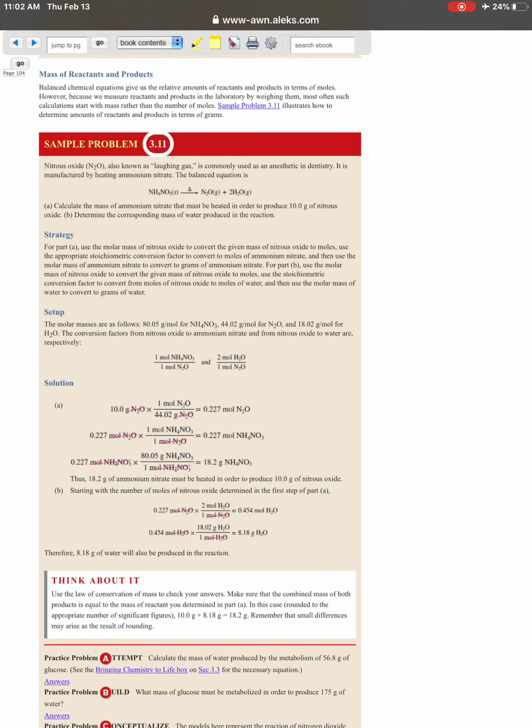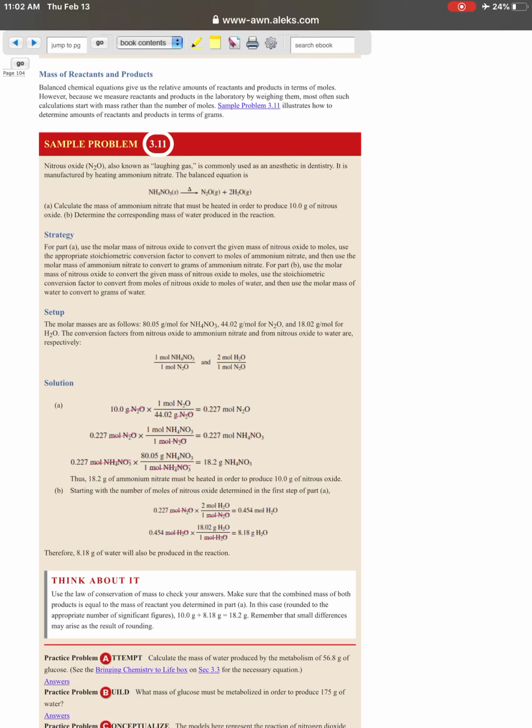Sample problem 3.11 just throws all of this mass calculation in here. There's no real discussion of it till you get to this problem. So this sample problem really is what's being used to teach you how to do this, okay? Give you some practice for it. So I'm going to go over this problem here, sample 3.11.